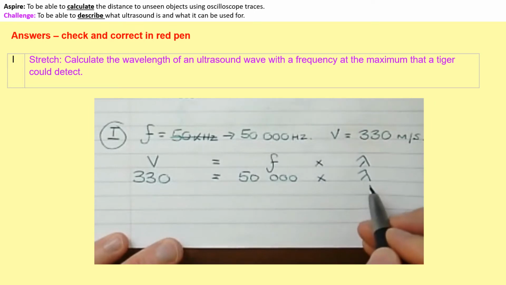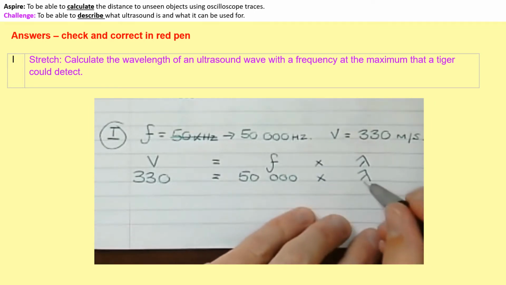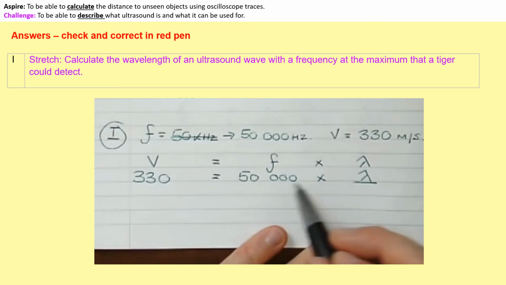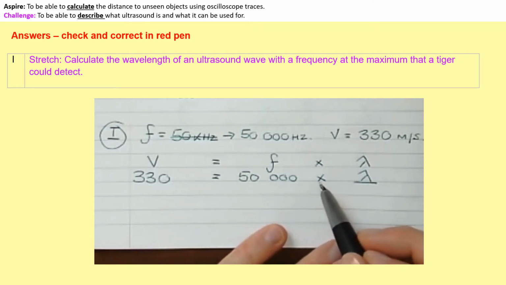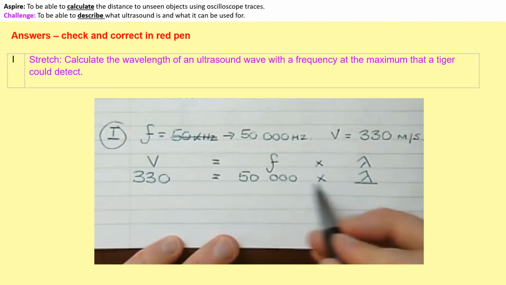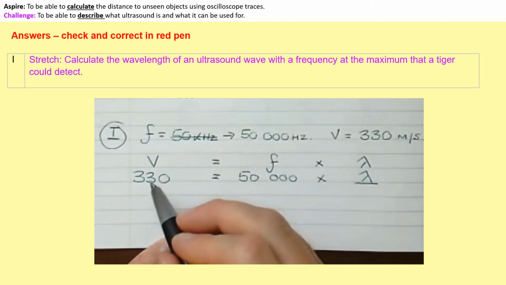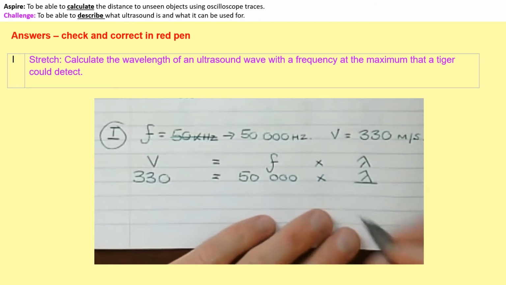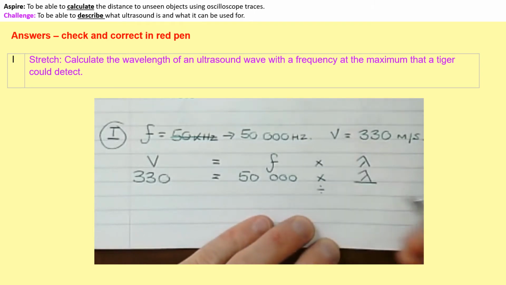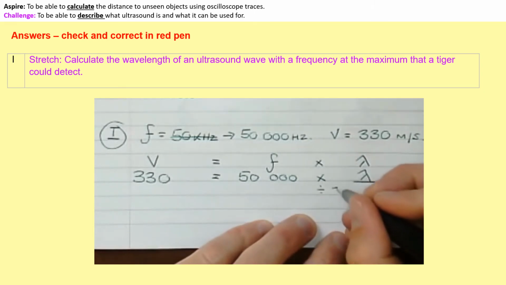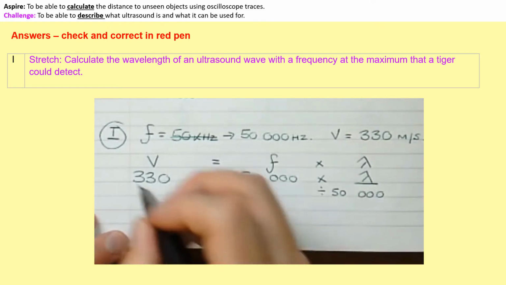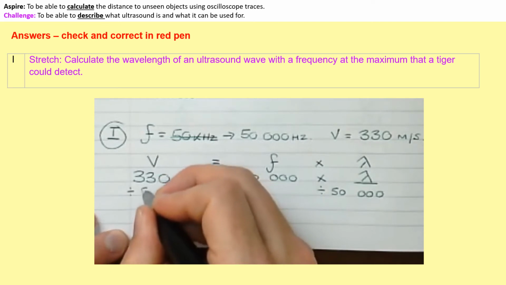So we are going to have to rearrange because the wavelength, what we want, is on the side of the equal sign with another operation. So we have to get rid of that. We're going to take this multiplied by 50,000 and get it over there. So we're going to do the inverse. The inverse of a multiply is a divide, and we divide by 50,000. And we do the same on this side, divide by 50,000.